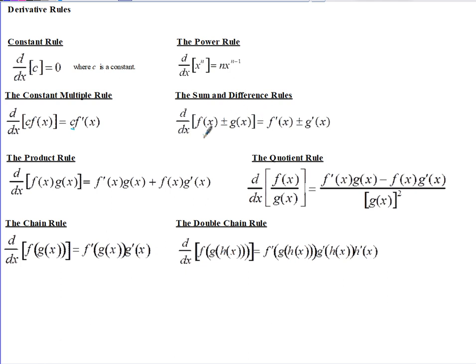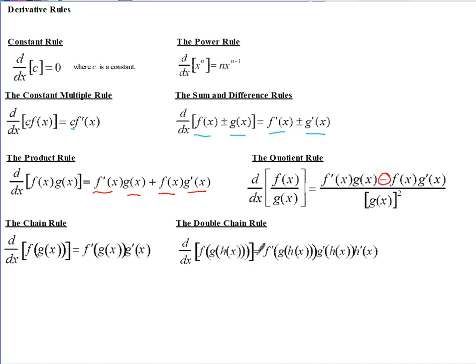Sum and difference rules, just saying when terms are added or subtracted, you can take the derivative separately. Product rule, where you follow the pattern: the derivative of the first one times the second one as it is, plus the first one as it is times the derivative of the second. Quotient rule, we do the same pattern, except it's a minus instead of a plus, and then divided by the denominator squared. The chain rule, where you take the derivative of the outside times the derivative of the inside.